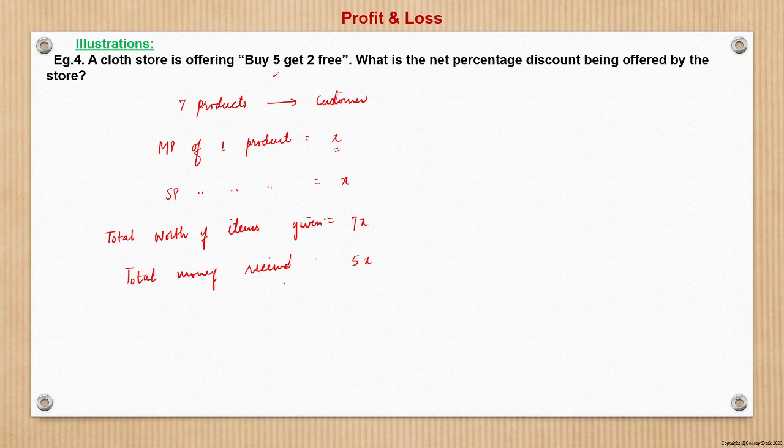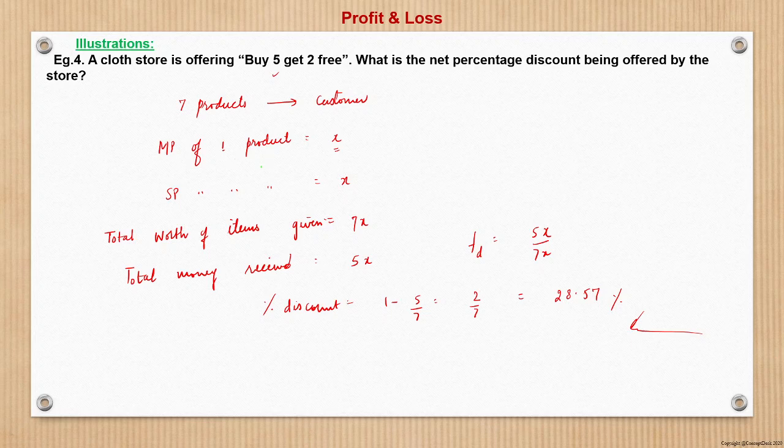So what is the percentage discount? From here we can say that the discount factor is nothing but 5x upon 7x, and percentage discount will be nothing but 1 minus 5 by 7, which is 2 by 7, and 1 by 7 we know is 14.28, so 2 by 7 will be nothing but 28.57%. So this is a concept here.